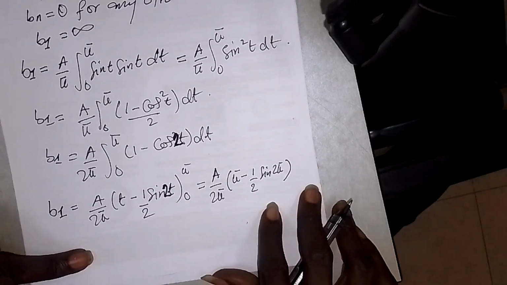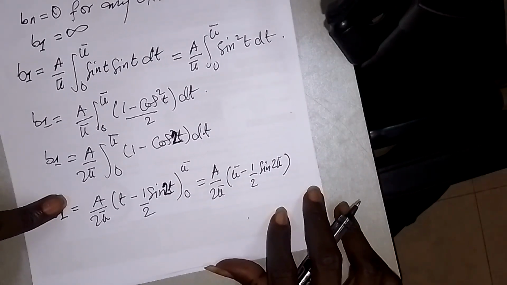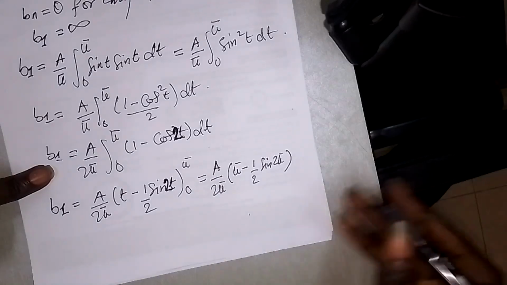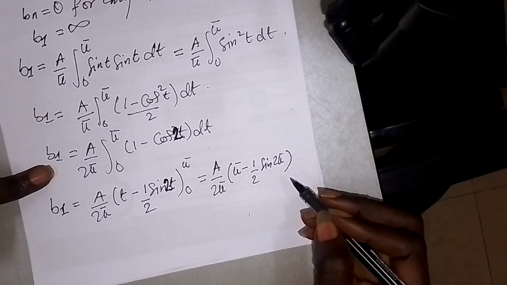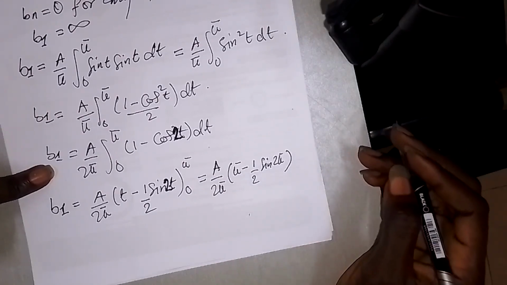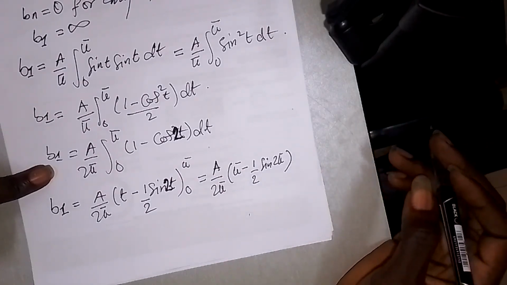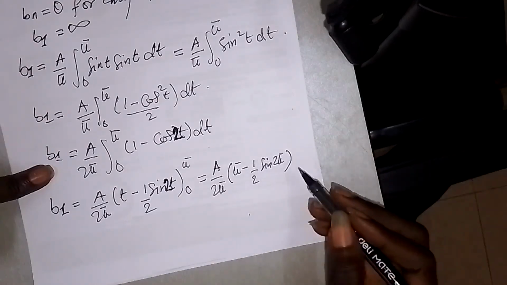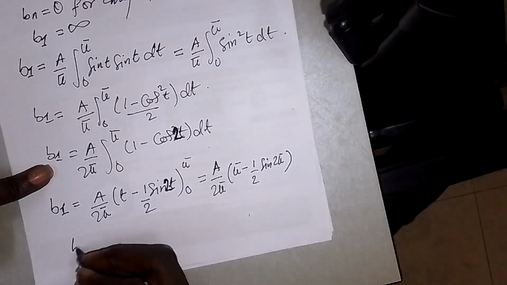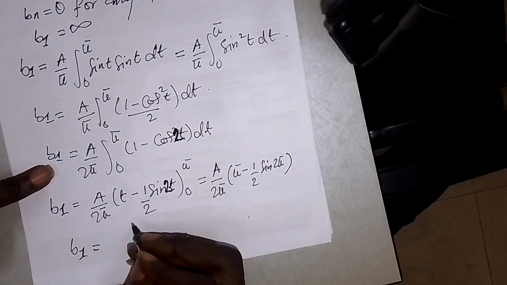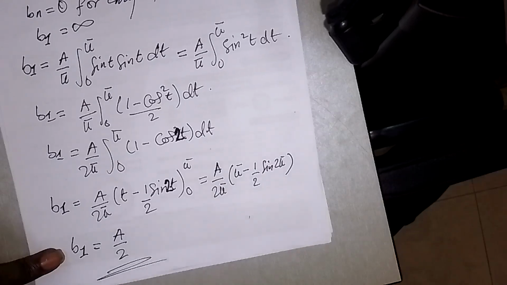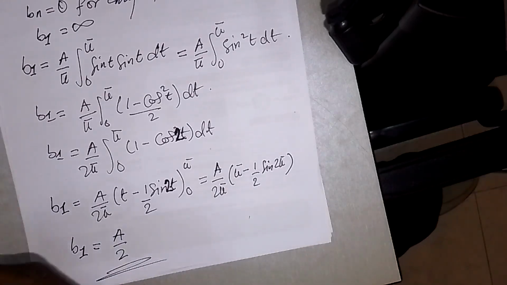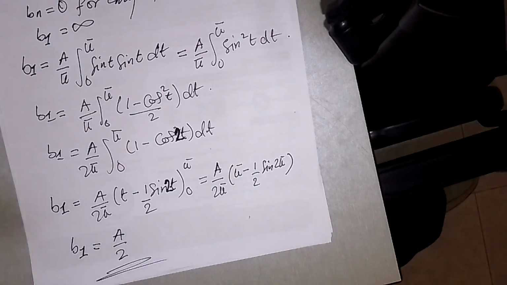Now, what is sine 2 pi? Sine 2 pi is 0. So that means that here it becomes 0, and I'll multiply here. So b1 is equal to a over 2. That's our b1. Yes, that's what you're going to get for b1.